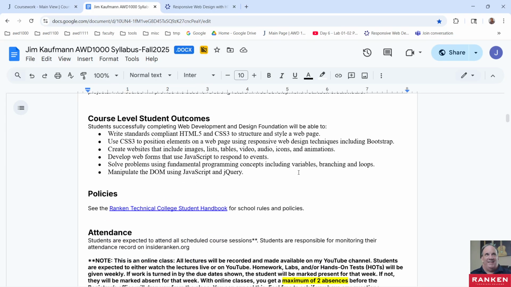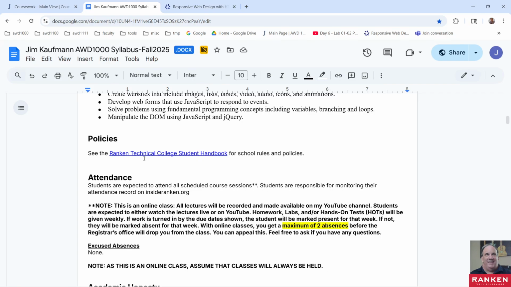Okay, a little bit redundant. Course level policies. If you have any question about any policies, make sure you look at the student handbook.